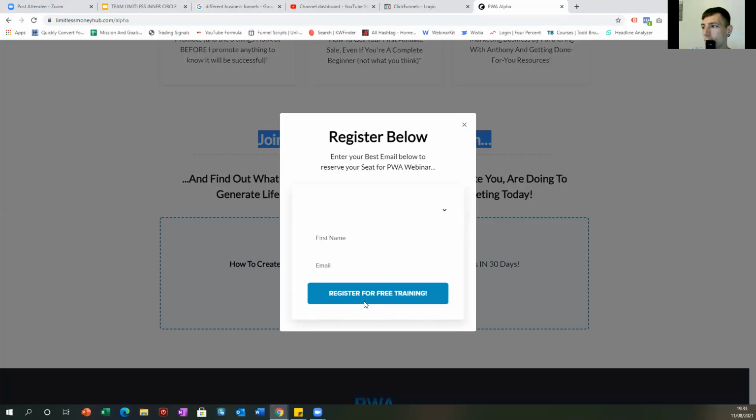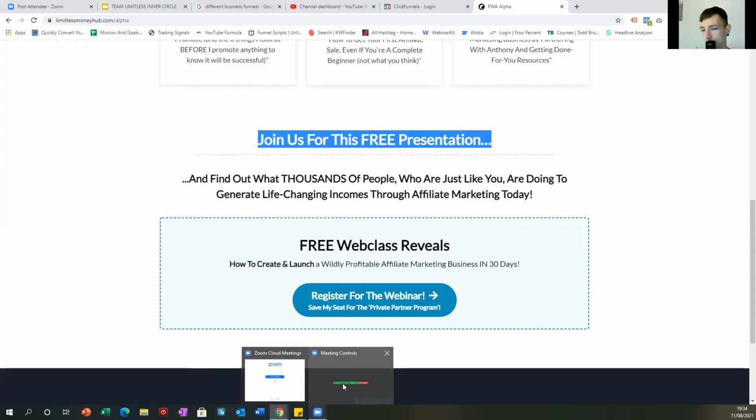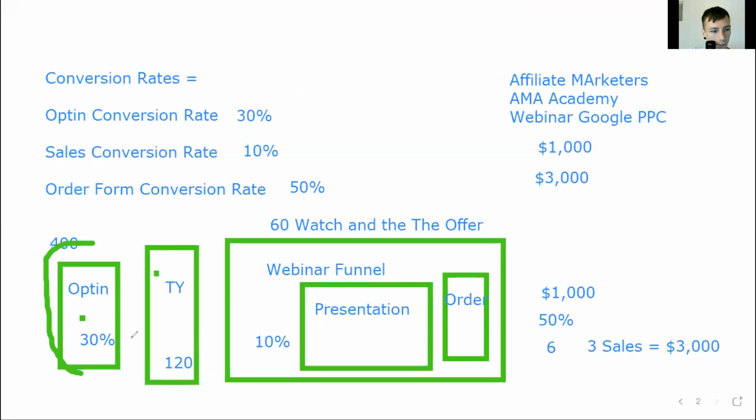And they click this button. It brings up the time and they can opt in their name and email. And boom, this is where they will go to. Let me just share my screen again. This is where they go, this is the opt-in page here. Okay, what I just showed you on the screen.